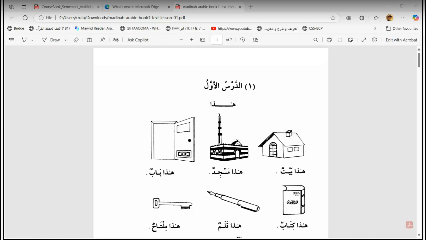هذا means this. We also have ذلك, which means that. So when we say هذا بيت, it means this is a house. Bait is house, and هذا is this. So together هذا بيت, this is a house. هذا مسجد, this is a masjid. هذا باب, this is a door.